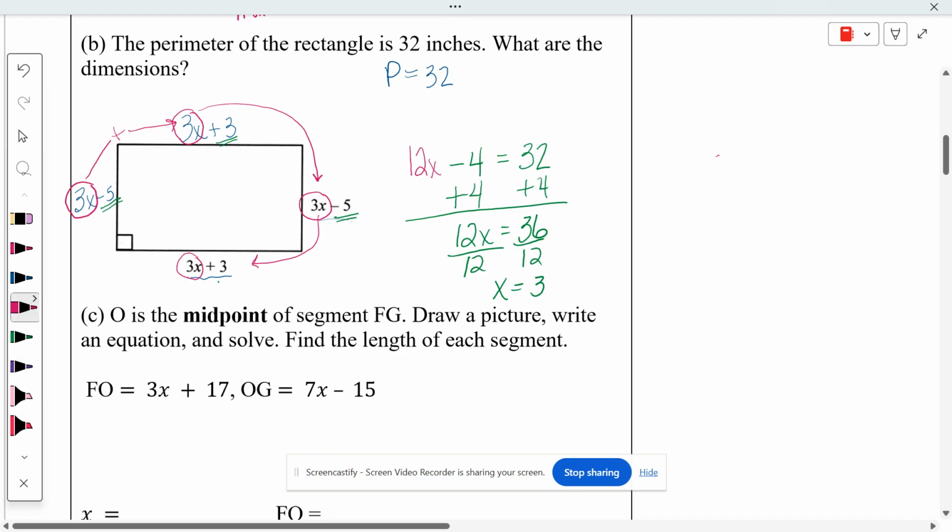So what are the dimensions? Well, the length is 3x plus 3, well, 3 times 3 plus 3. 3 times 3 is 9, plus 3 more is 12 inches. And the width is 3 times 3 minus 5. And 9 minus 5 is 4. So my width is 4 inches.